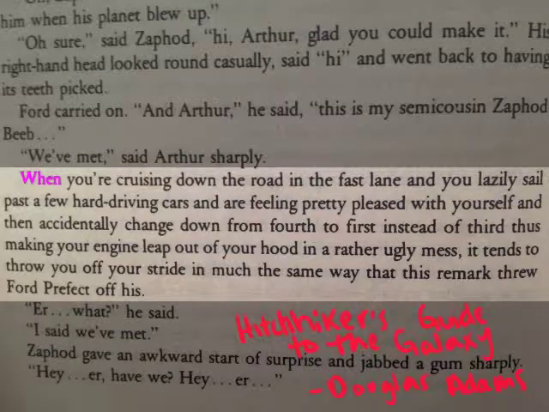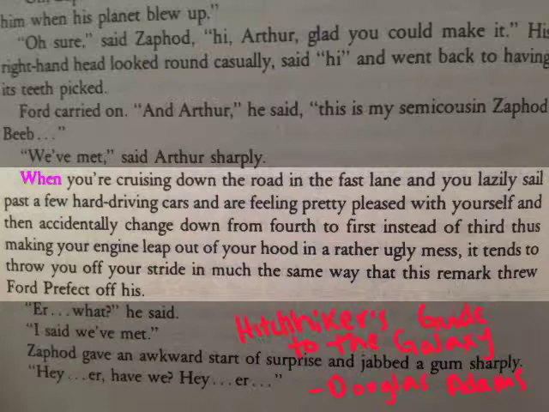So, the sentence starts: when you're cruising down the road in the fast lane and you lazily sail past a few hard-driving cars and are feeling pretty pleased with yourself and then accidentally change down from fourth to first instead of third, thus making your engine leap out of your hood in a rather ugly mess.